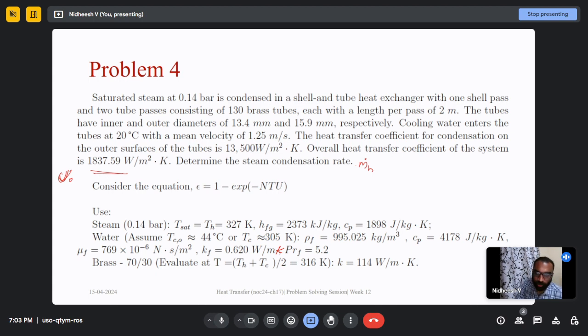Okay, this problem statement, the first paragraph is same as before, except that last time we were trying to find out this U0, and here U0 is given to us, and on top of that we have to determine the steam condensation rate. Remember that it is the steam that is condensing in the shell side, and on the tube side it is the cooling water that is flowing. And we have been given one more expression for effectiveness. The effectiveness NTU correlation is given by effectiveness equal to 1 minus exponential of minus NTU, which is number of transfer units.